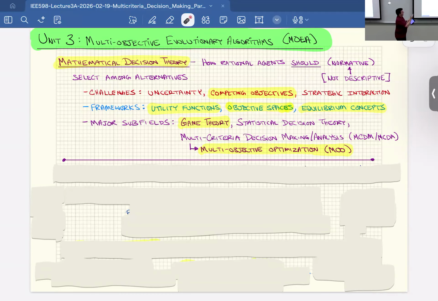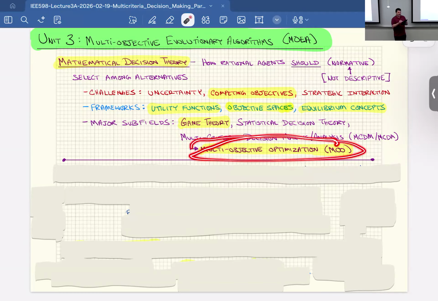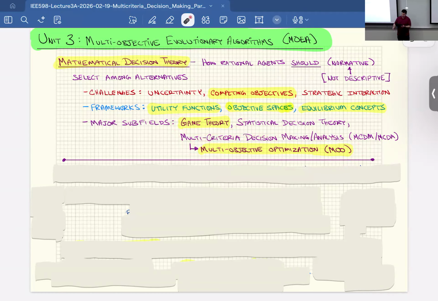We're going to talk about utility functions and their relation to payoff functions, objective spaces, and equilibrium concepts. I haven't defined what an objective space is. That will come up when we start talking about Pareto frontiers. The major subfields that we're going to focus on are game theory and multi-objective optimization. MOO, multi-objective optimization, is a subfield of MCDM or MCDA, multi-criteria decision analysis. So we're focusing on a small set of MCDA and a small set of game theory in this unit. Those are the two big things that we talk about in this unit. Okay, so let's get to it.